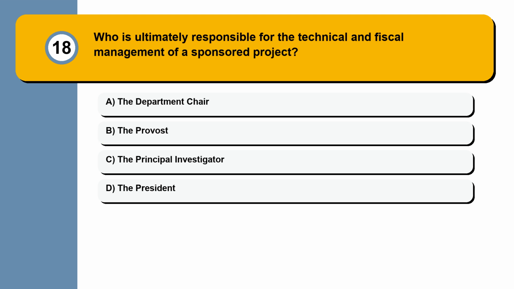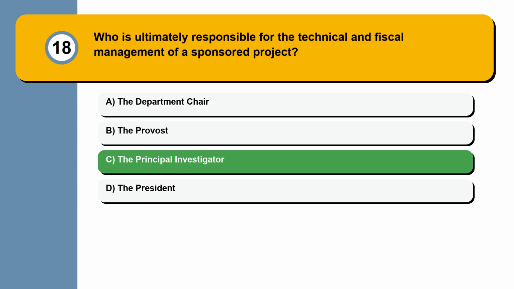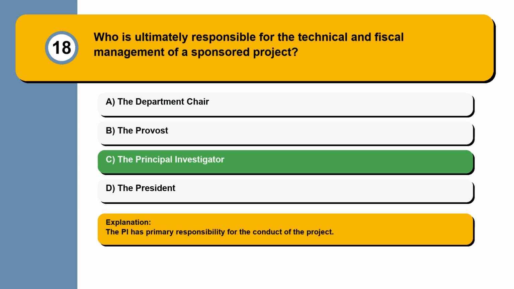Question 18. Who is ultimately responsible for the technical and fiscal management of a sponsored project? The department chair, the provost, the principal investigator, the president. The PI has primary responsibility for the conduct of the project.